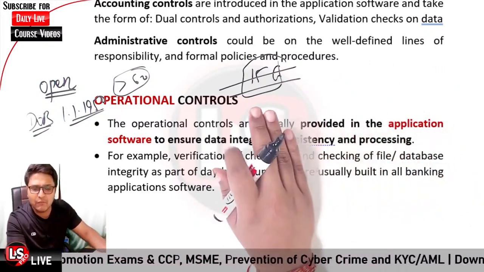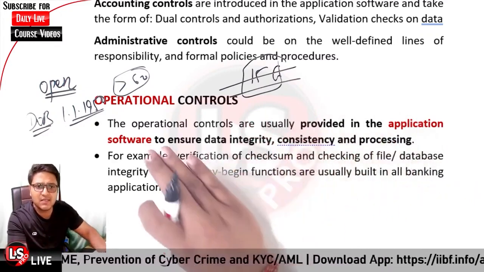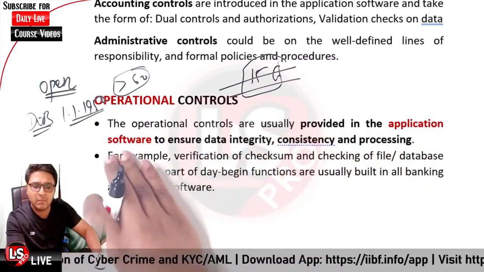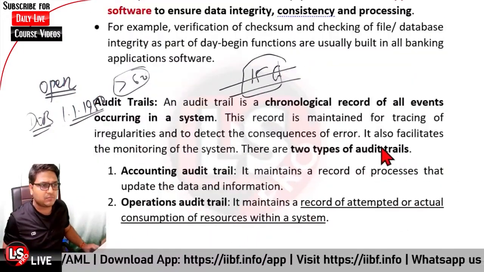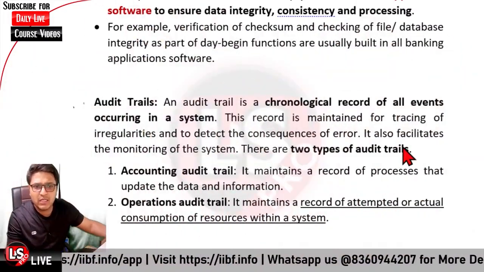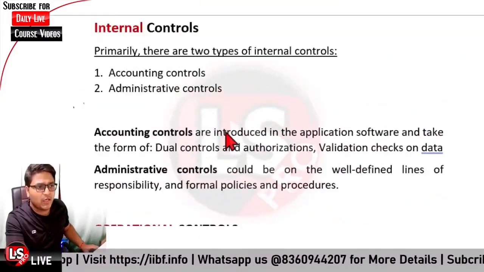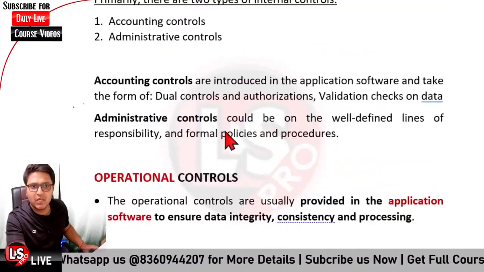It is just an example for the purpose. It is basically to ensure the data integrity, that the data is consistent with whatever is entered and it should be processed accordingly. And further it is regarding the audit trail. So we read about the different controls: the internal controls, operational controls, and further the physical controls. That was regarding it.